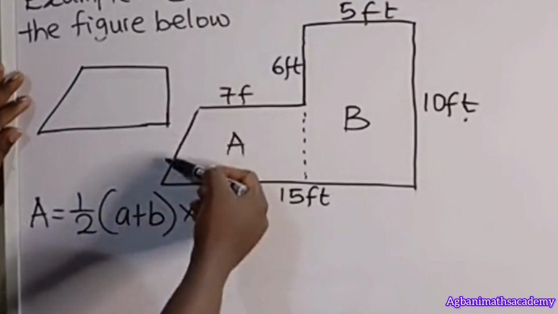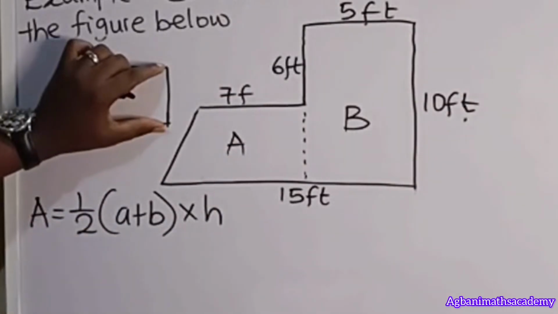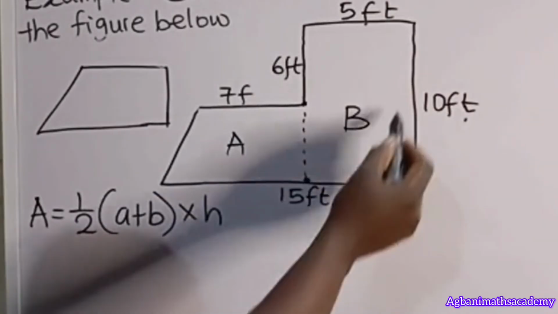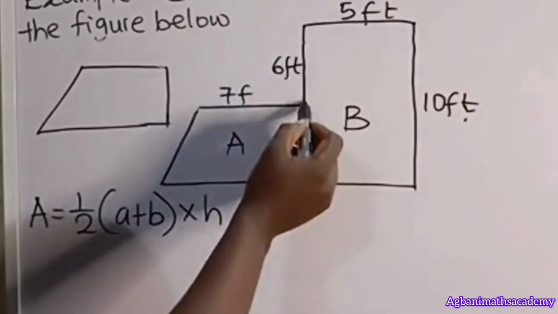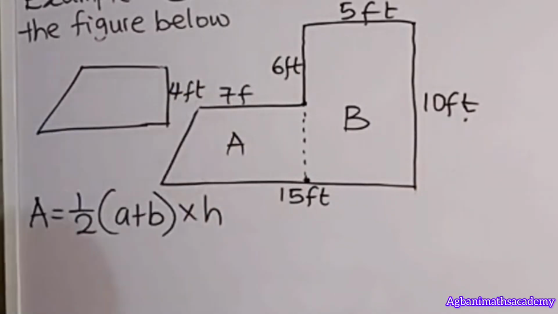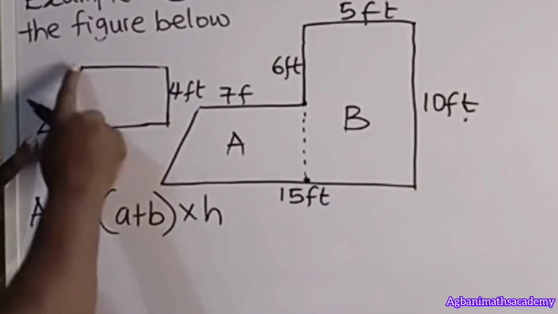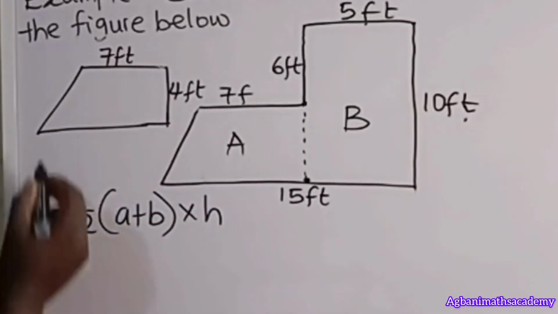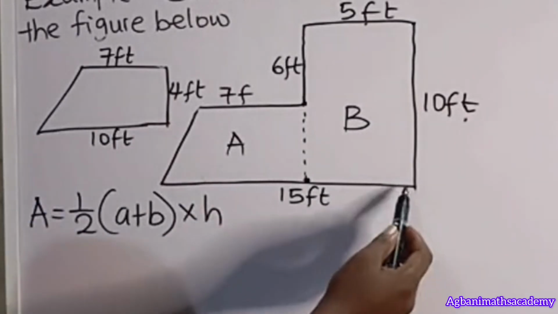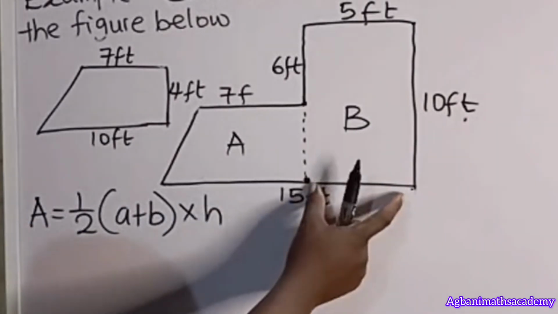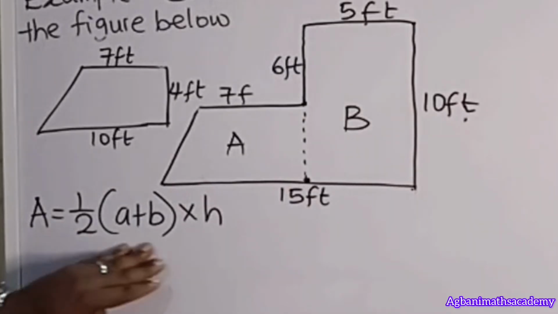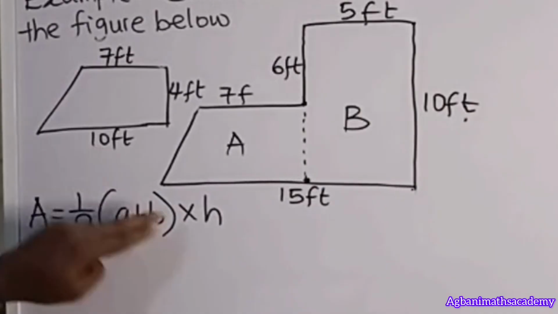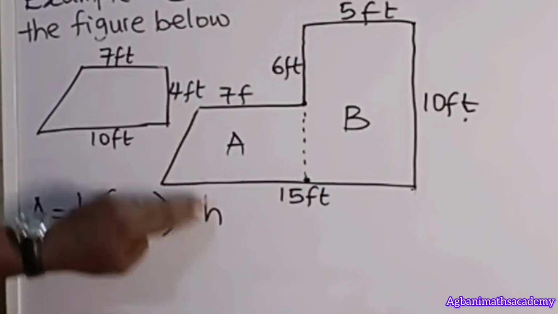So the height here, what will the height be? Someone says 4, correct. From here to here is 4, because we know that from here to here is 10, but from here to here is 6. So we have 4 feet. And then what's the distance here? We know that here is 7. What's the distance here? 10. Since here to here is 15, but here to here is 5, so here is 10. So we are going to fit it into this formula. Our A is the shorter length, our B is the longer length, and our H is 4.